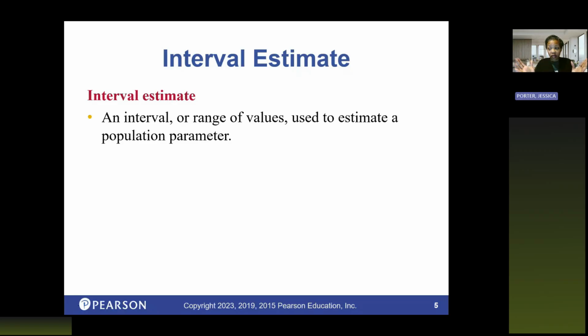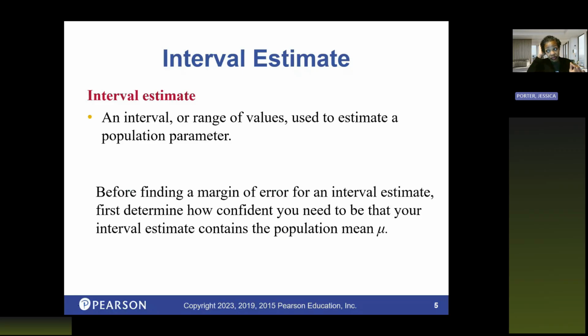I told you we were doing confidence intervals. What are they? Well, they start with an interval estimate. What is that? It's an interval or range of values used to estimate a population parameter. So we say, okay, I think my population parameter is in between this interval. That is what we call an interval estimate.